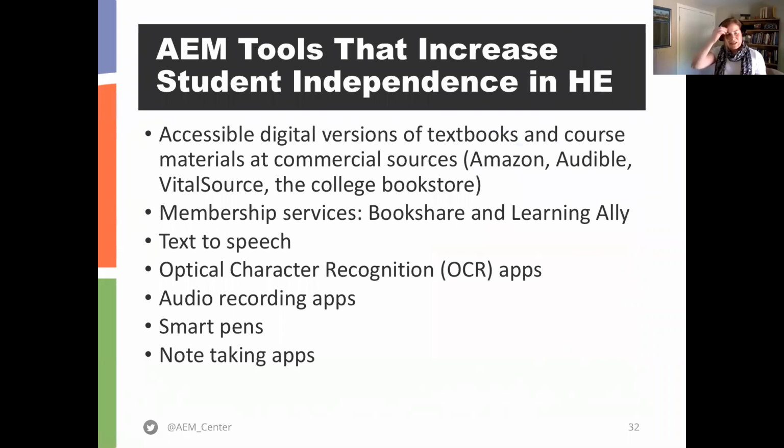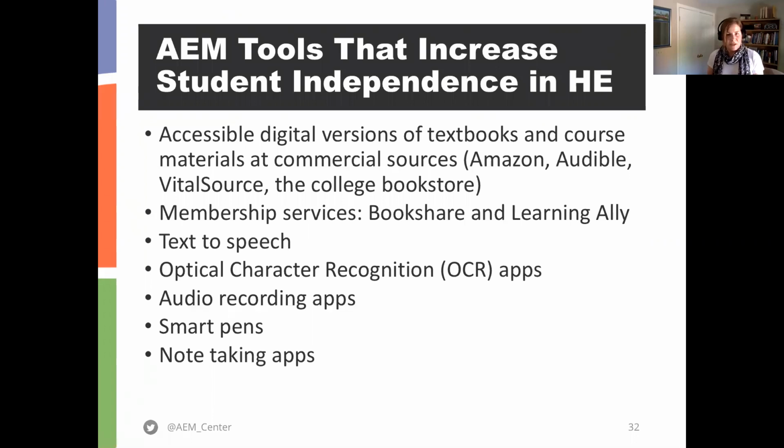Some of the accessibility tools that increase student independence in higher ed, these are some things that students can start using in K-12 because they can easily transition with them into higher ed, in many cases minimizing or taking away the need for the student to have an accommodation for certain purposes if they have these tools available to them and they're proficient in them by the time they get into college or any higher ed setting. So accessible digital versions of textbooks and course materials at commercial sources.